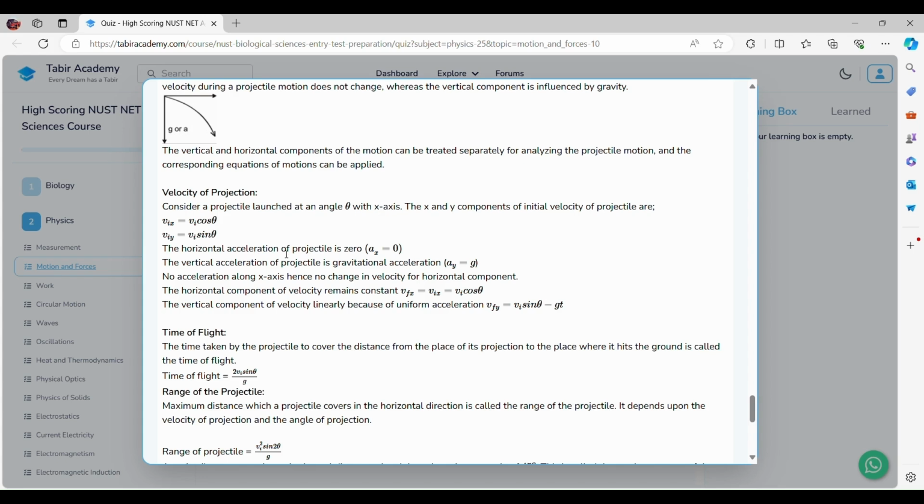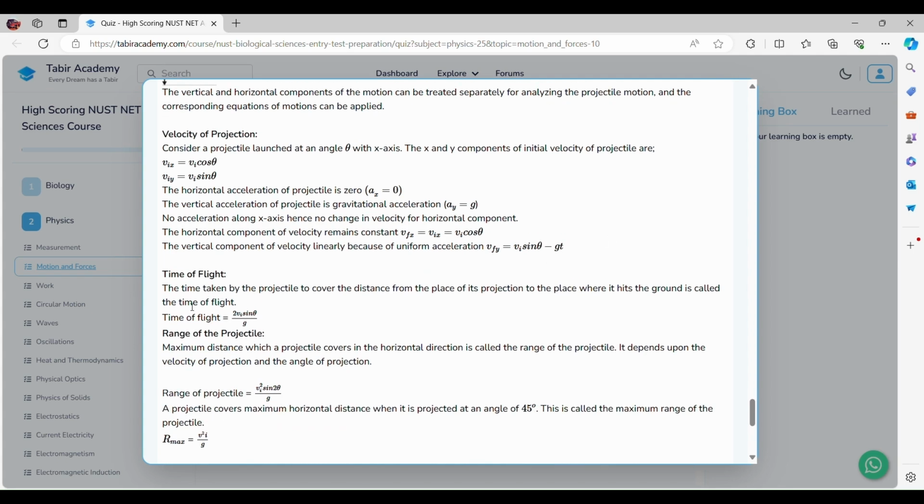The horizontal acceleration of the projectile is 0, ax equals 0. The vertical acceleration of the projectile is gravitational acceleration, which is 9.81. No acceleration along the x-axis, hence no change in velocity for the horizontal component. The horizontal component of velocity remains constant. The vertical component of velocity changes linearly because of uniform acceleration.